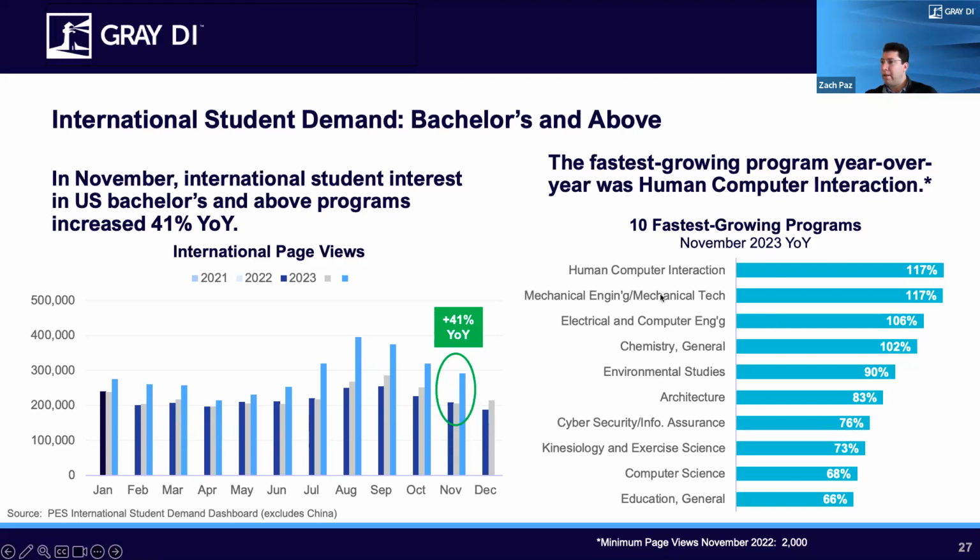Some of the top programs in terms of growth: human-centered, human-computer interaction. Again, that showed up in one of our top growing programs in terms of enrollment. Mechanical engineering, mechanical technology, electrical and computer engineering. And so you can kind of see, if you're looking at expanding internationally, you can start to see what programs are more in demand from an international perspective.